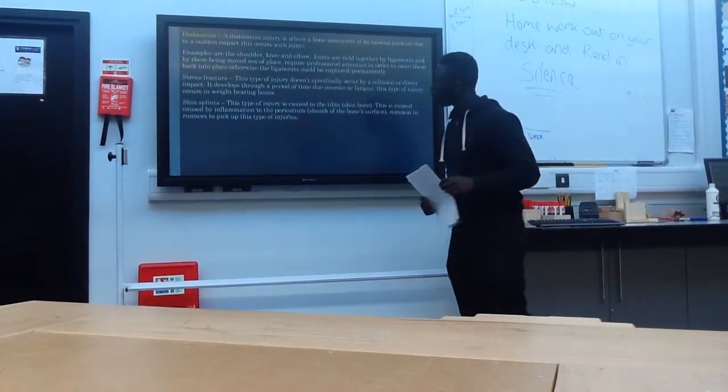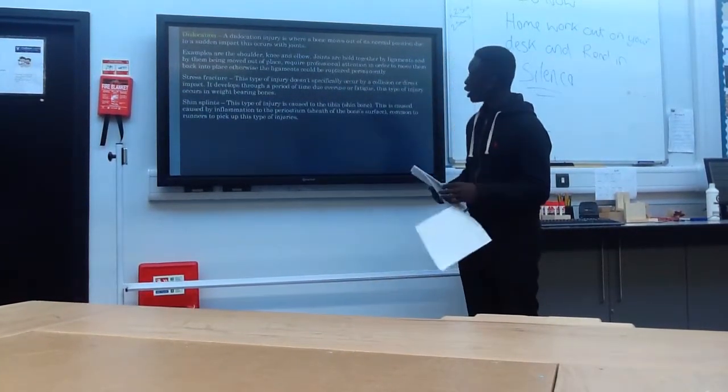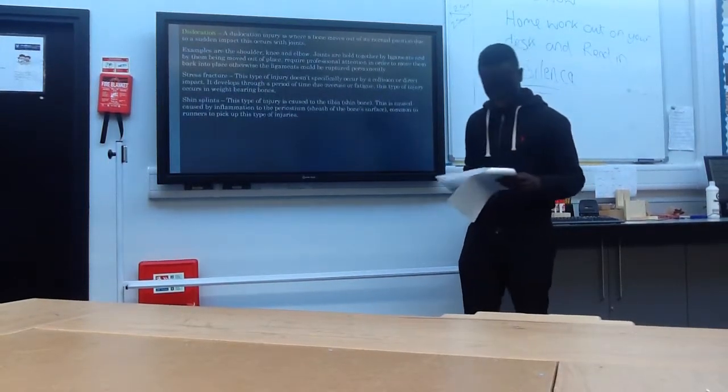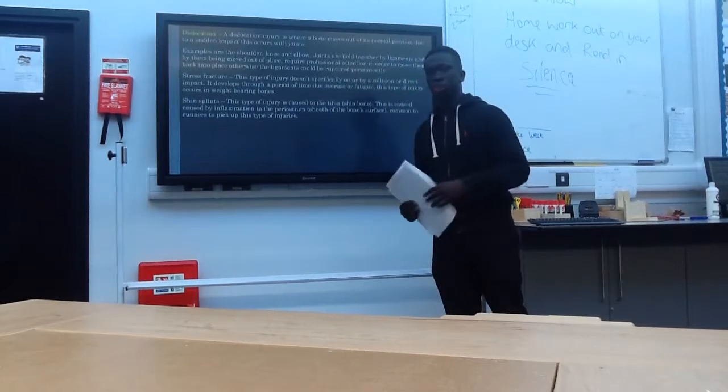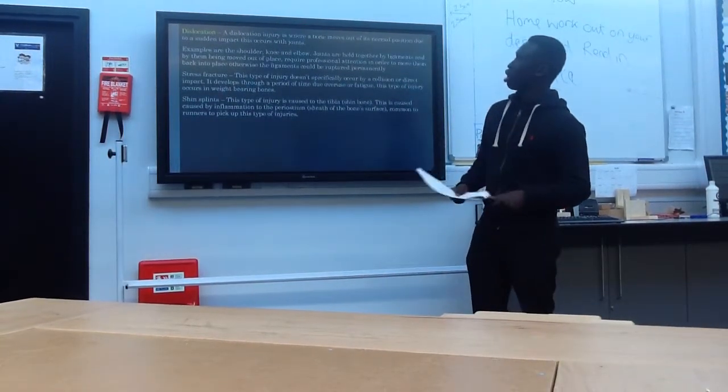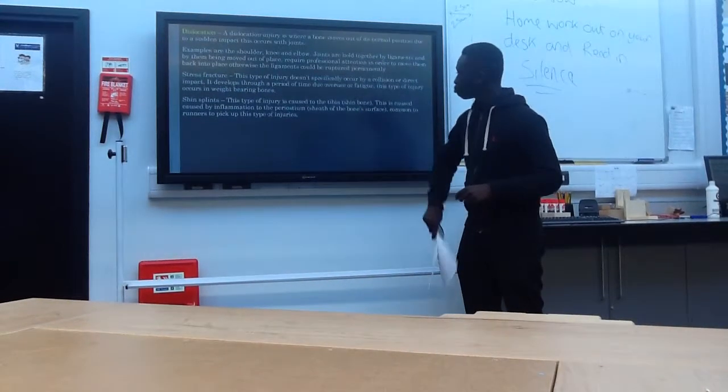Dislocation. A dislocation injury is where the bone moves out of its normal position due to a sudden impact. This occurs with joints. Examples of this are the shoulder, knee and elbow.